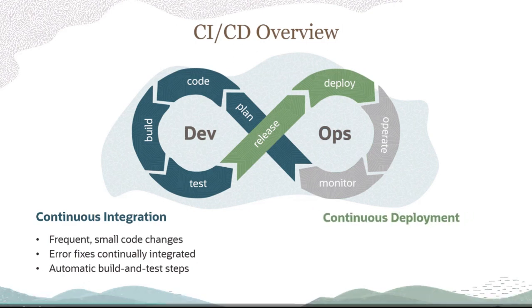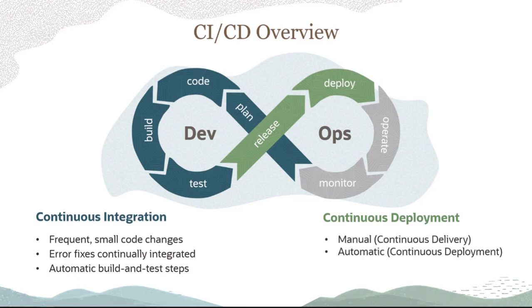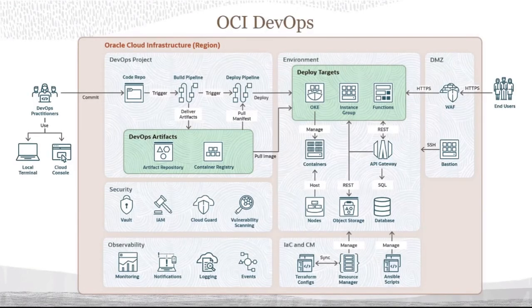Once the main code branch passes unit, integration, acceptance, and other tests, it is then released to production in either a manual continuous delivery process or an automated continuous deployment mode, which is shown in the green on the image. Continuous feedback, shown in the gray region, is also a key part of the DevOps process. Here's the overall OCI DevOps structure and workflow.